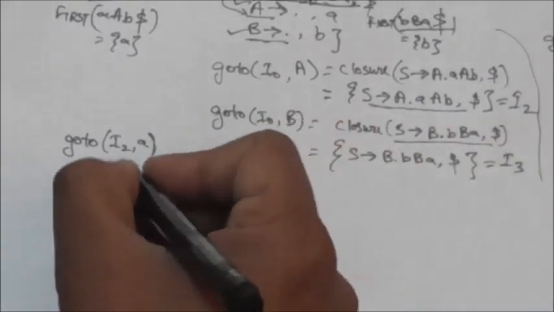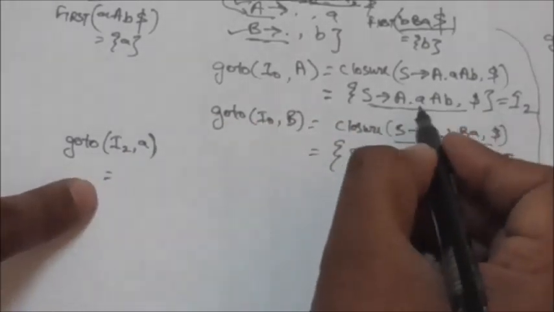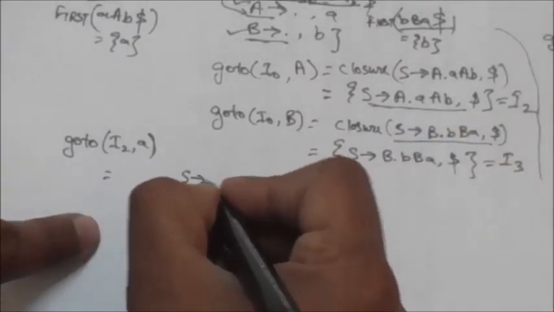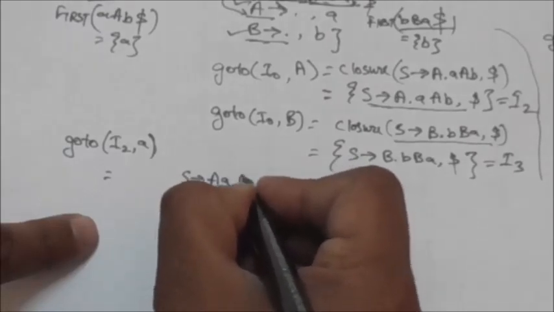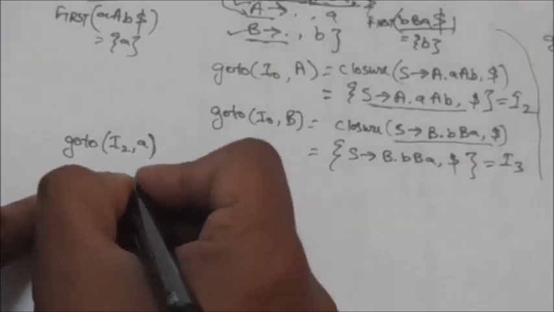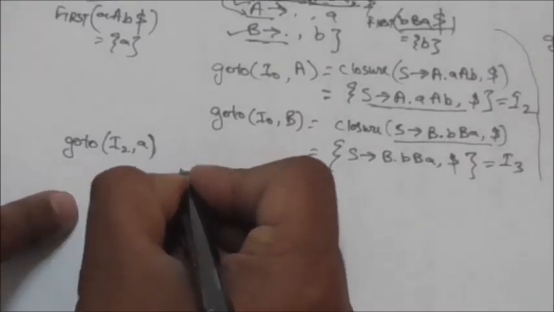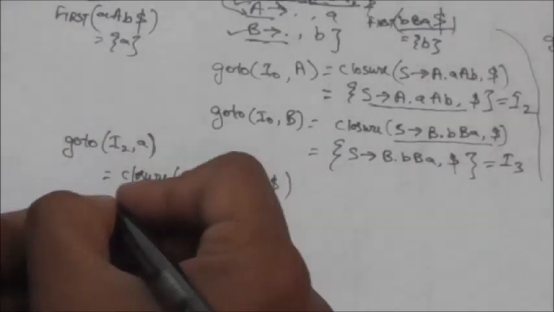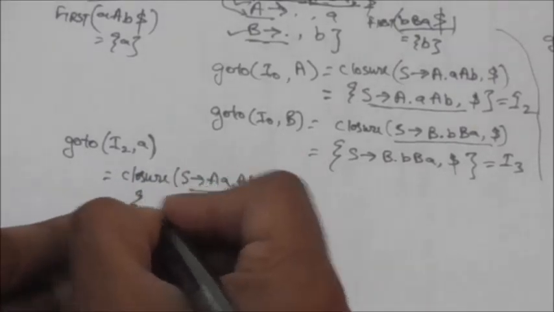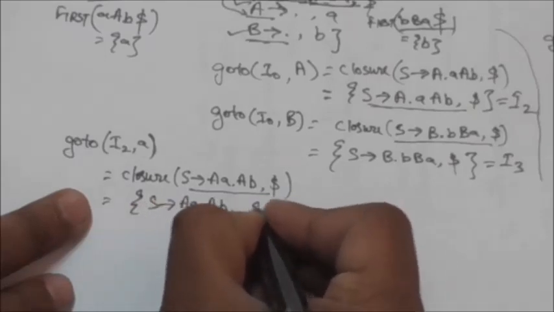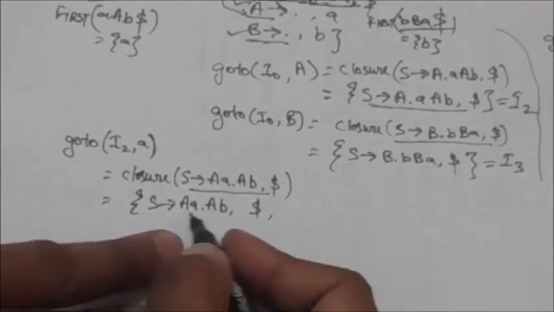So what I will do, in that item this dot will be shifted to the right of terminal symbol A, right? Then I will get this item as A derives A dot A B, look ahead symbol dollar, and then I will take its closure, right? This is the output of go to I2A, right? So in the closure, this item itself will be there, right? Now here we have added this item.